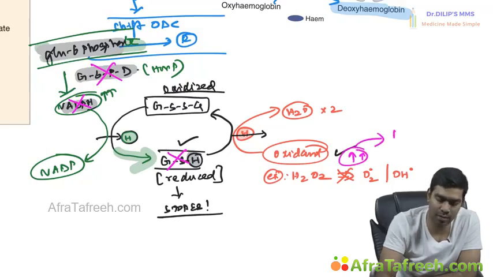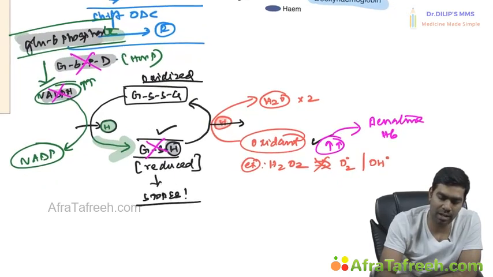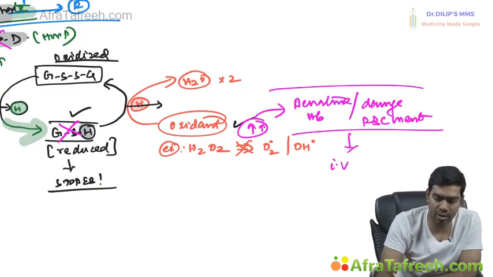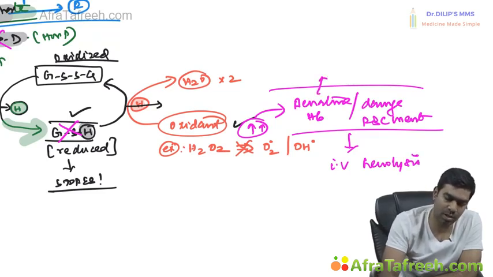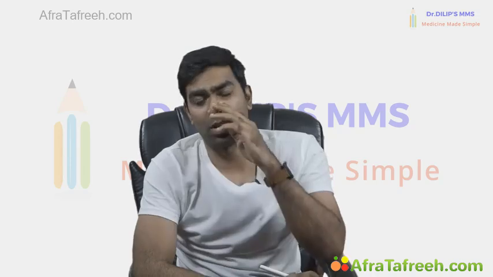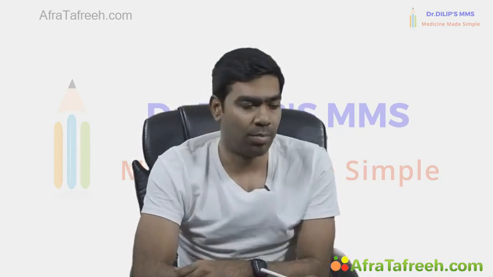This oxidant stress will denature hemoglobin and damage the RBC membrane. Once they damage the RBC membrane, all this results in intravascular hemolysis, and this denatured hemoglobin is the one that produces something called Heinz bodies within the RBCs. This is the basic pathophysiology of G6PD deficiency, and this is what is crucial in understanding all these processes, if you ask me.